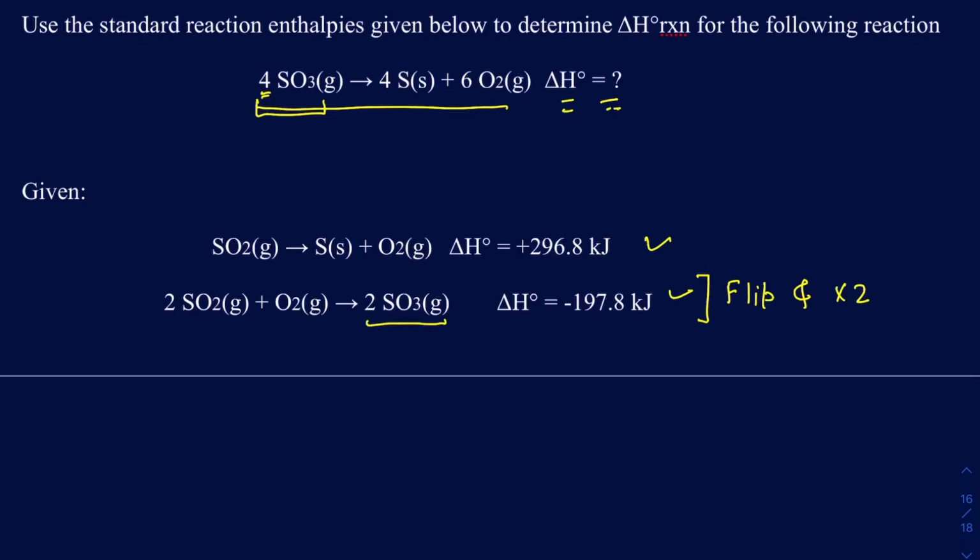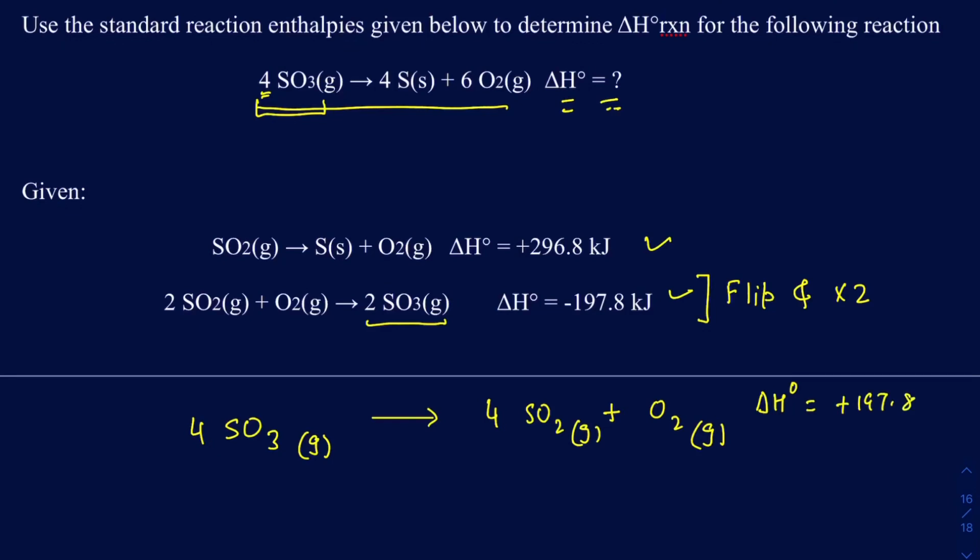So let's go ahead and write that reaction. What's that going to be? So when I multiply by 2 and flip it, it's going to become 4 SO3 gas, and that's going to go ahead and make 4 SO2 gas plus O2 gas. Okay, and then what's going to happen to the delta H here now? Well, when you flip it, it becomes positive, and since you're multiplying by 2, you got to multiply this by 2. So 197.8 times 2 is going to be the new value for this delta H. So let's see what that comes out to be. 197.8 times 2 is going to be 395.6 kilojoules here.